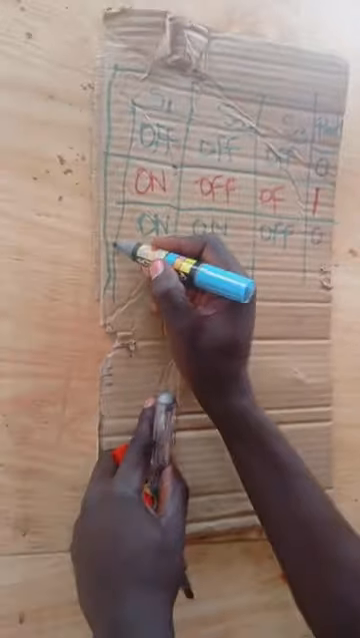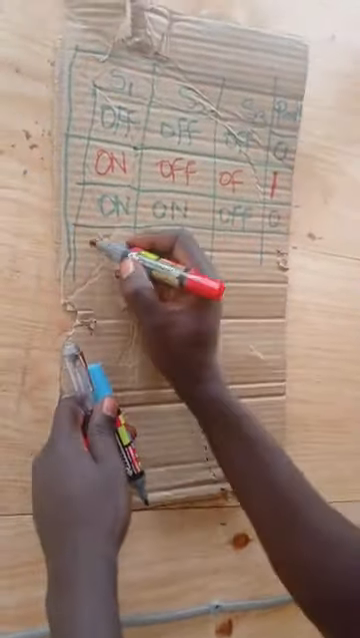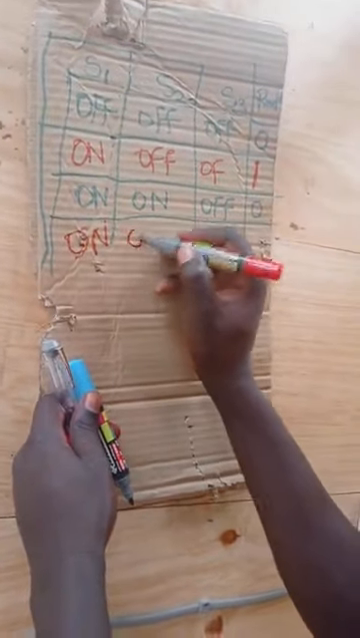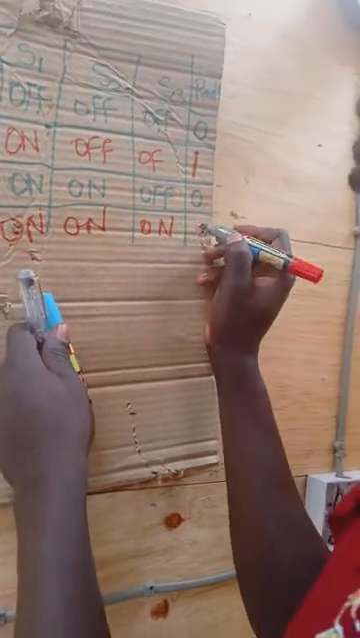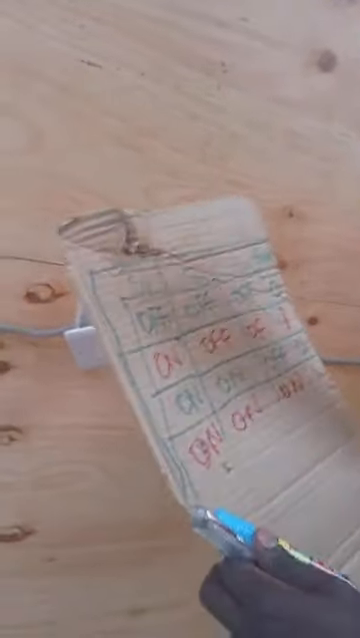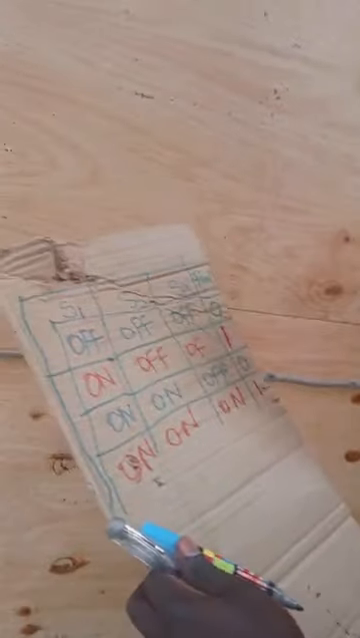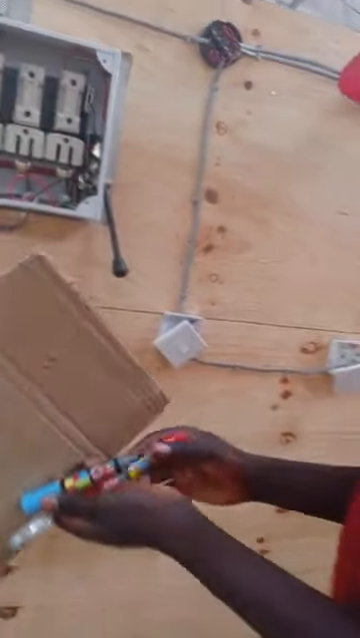So let's go to the next, where all the three switches are on. We maintain this one on, and also this on. We shall get power. So members, let's now go and find out how this will work. This is our isolator where we are going to tap power from.